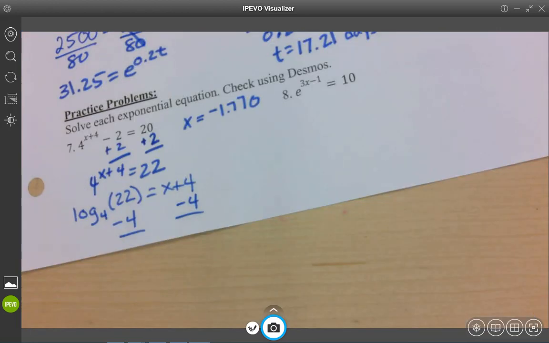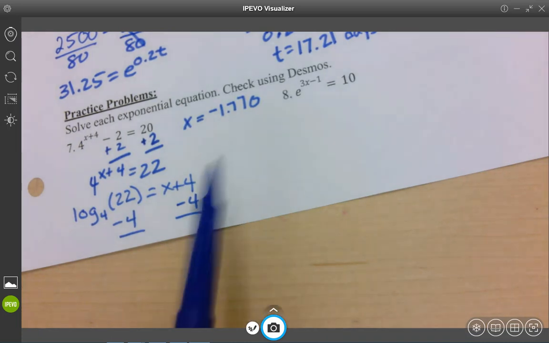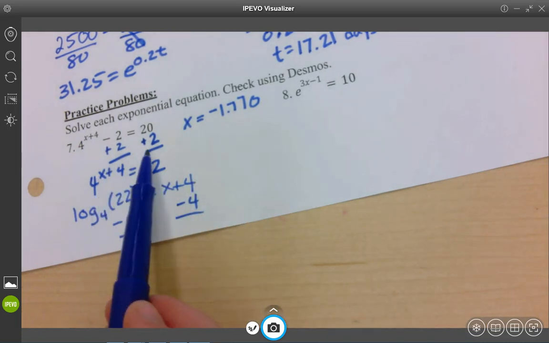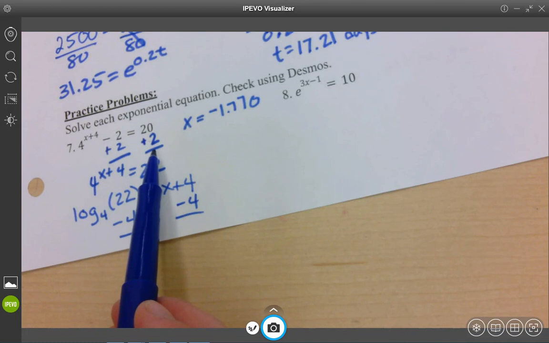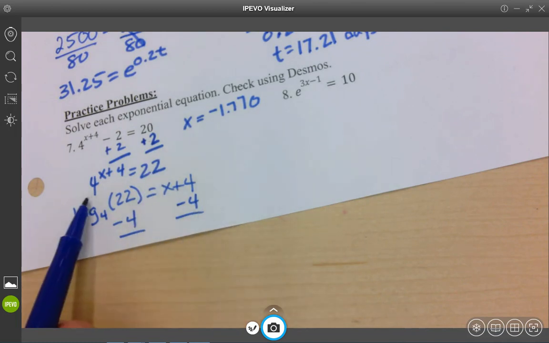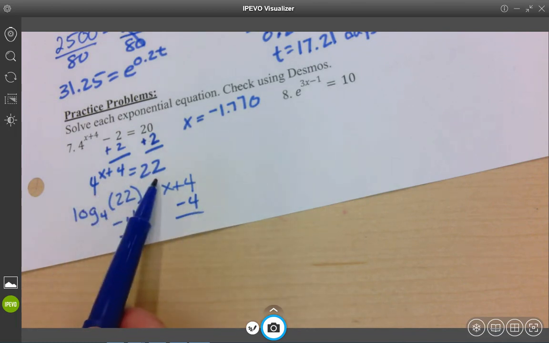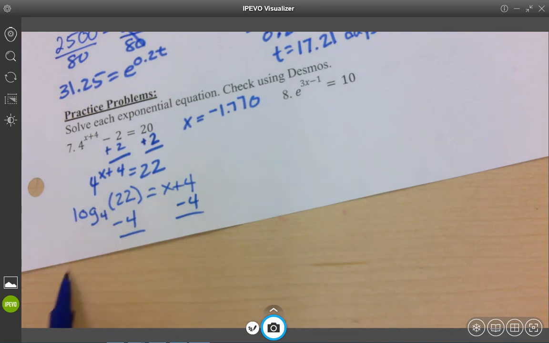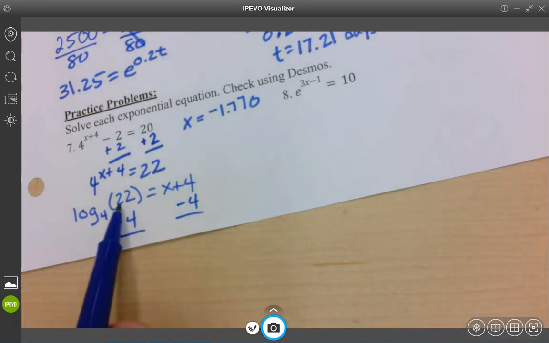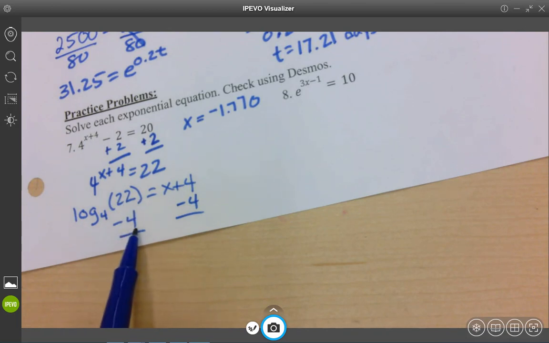Let's take a look at this first one. I saw a lot of people get the first step right where you added 2. And then you rewrote it as a logarithm. And I just wanted to show you this little trick. You could actually put into your calculator log base 4 of 22 minus 4 to get that all in one step.